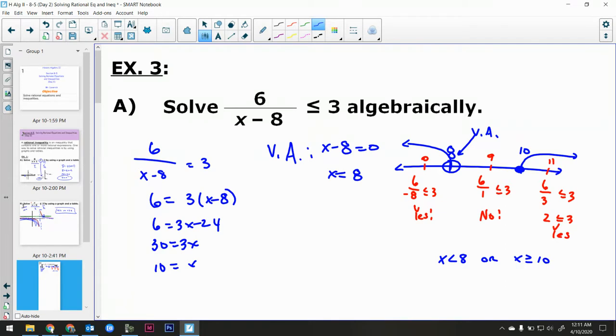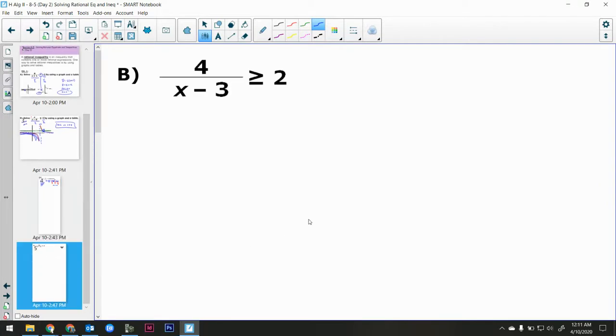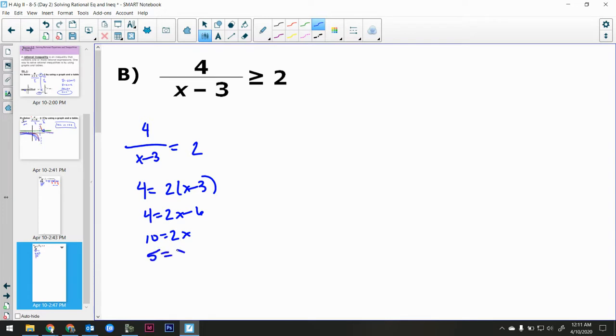Okay, let's try another one. Okay, so 4 over x minus 3 is greater than or equal to 2. First thing I do is find the intersection point, find where it's equal. So multiply over: 4 is equal to 2 times x minus 3. 4 is equal to 2x minus 6. 10 is equal to 2x. So 5 is x.